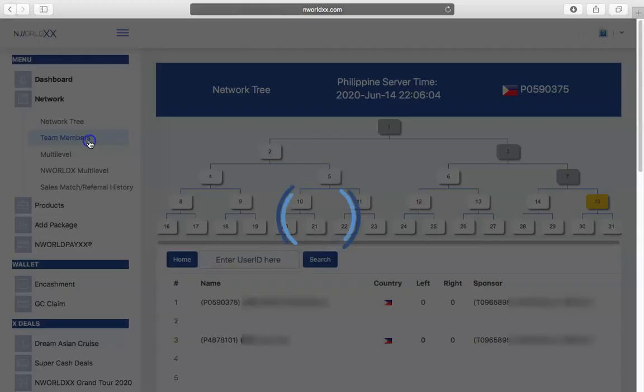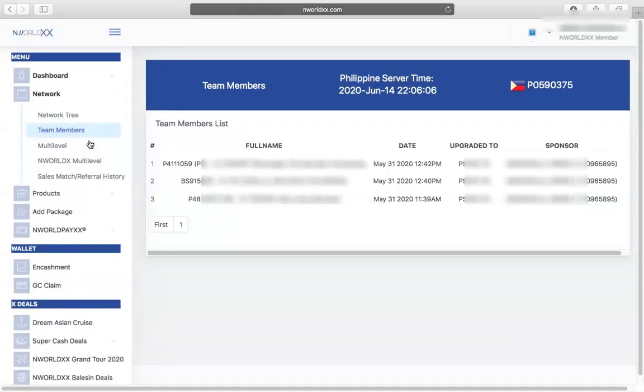Then let's go to the team members. In the team members, this is the summary of all your total downlines or members in your NworldXX account. There you can find the NTC number and the position of that particular member, whether it is right or left. Once you find an R, it means that particular member of yours is under your right organization. If you find an L, that means that particular member of yours is under your left organization.